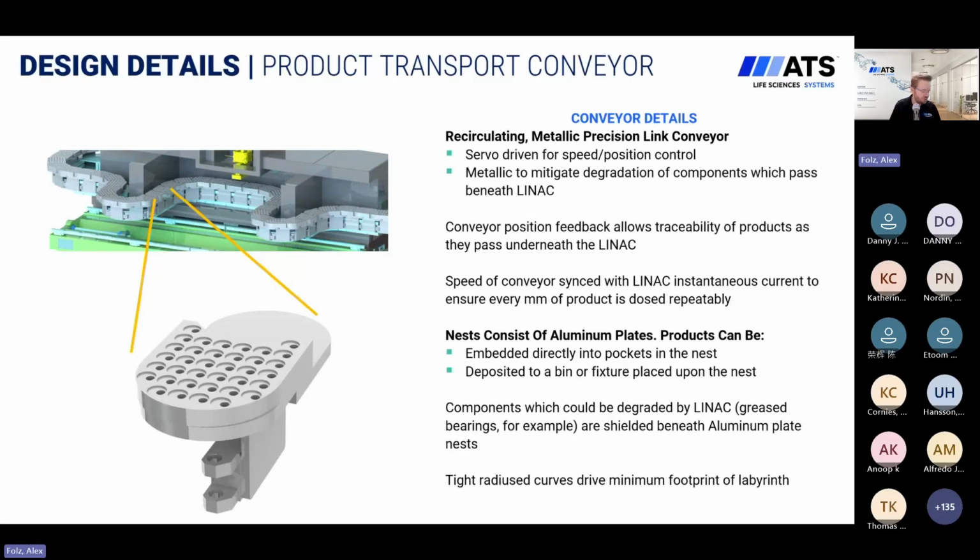So as part of this conveyor, we do also have our nests here. Our nests consist of an aluminum plate, and I'll talk a little more on the nests on the following slide. In some cases, the product can be embedded directly into pockets in the nests, as I've shown here. Larger products could also be deposited to a bin or a fixture placed upon the nests. Any components of the conveyor that could be degraded by the linac, for example greased bearings, are going to be shielded beneath this dual layer aluminum plate here. And one other requirement of the system is having tight radius turns of the conveyor to minimize our footprint for shielding purposes here.